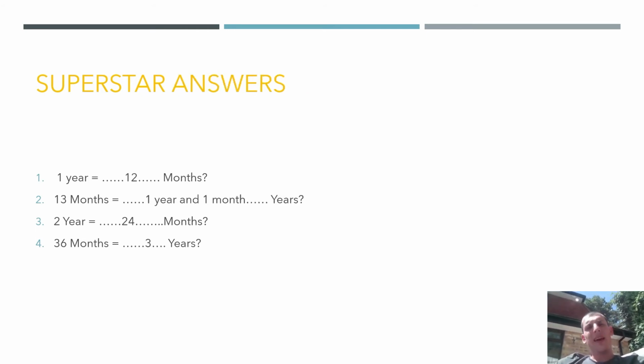Excellent. So in 1 year we have 12 months. That's the most important thing you need to know. In 13 months we have 1 year and 1 month. The reason is that remember 12 months is 1 year, but then we've got 1 month left over because we've got 13 months. So we've got 1 year and 1 month. 2 years is 24 months, very simple. 1 year is 12, so 2 years is going to be double, that's going to be 24.